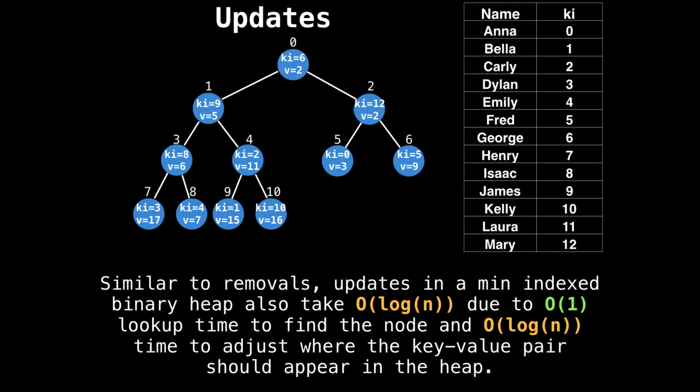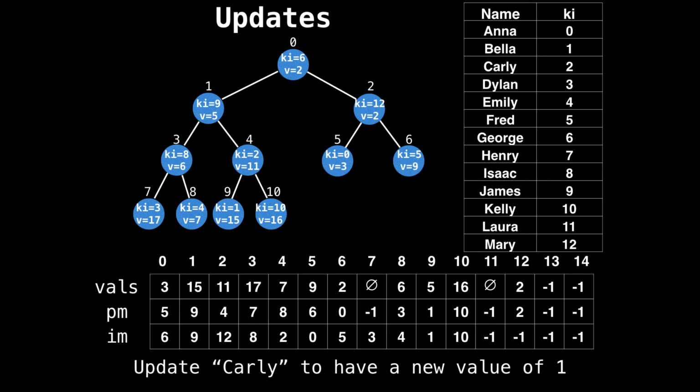The last core operation we want to do on an index priority queue is key value pair updates. Similar to removals, updates in a min indexed binary heap also take logarithmic time due to the constant time lookup to find out where the node is and the logarithmic time to adjust where the key value pair should appear in the heap. Suppose we want to update the value of the key Carly to now have a value of 1.